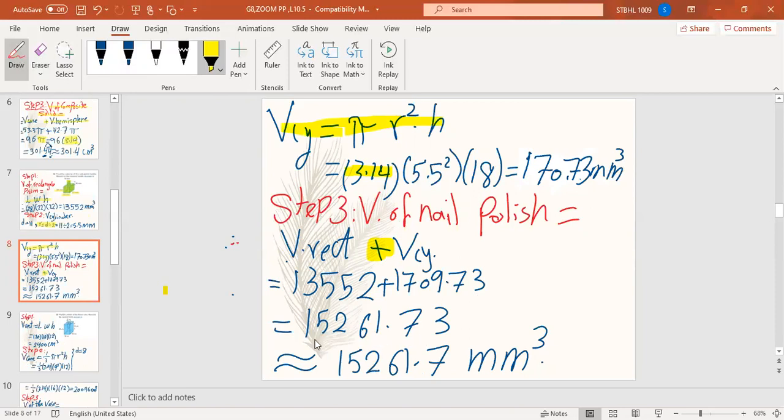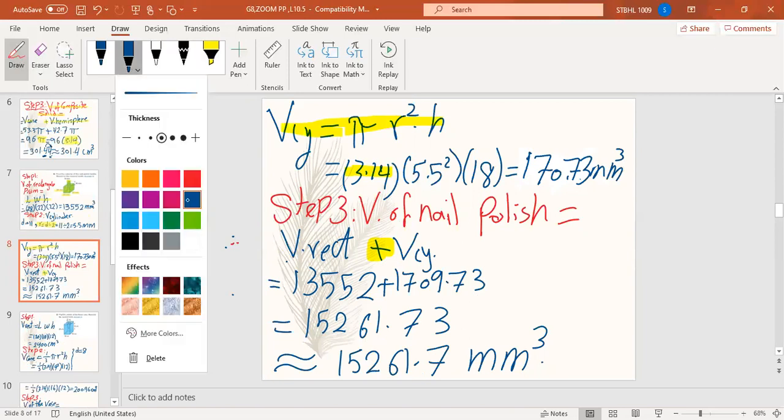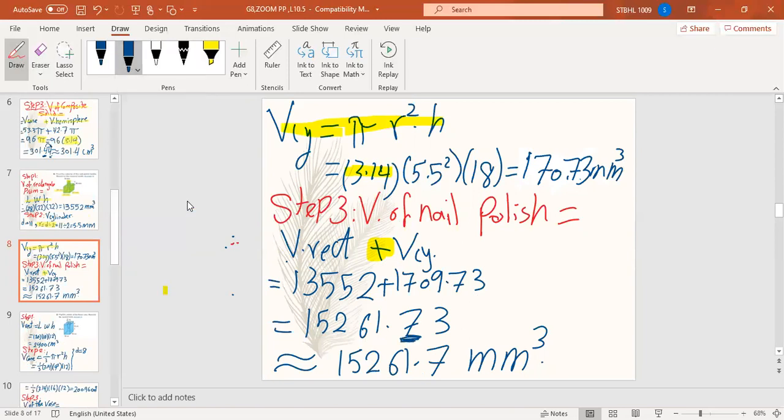15,261.73, and we need to round to the nearest tenth. Here is the tenth. Look at the digit to the right. It's a 3. 3 is less than 5. I'll cancel it and I keep 7 in the tenth. So the volume of the nail polish bottle is 15,261.7 cubic millimeter.